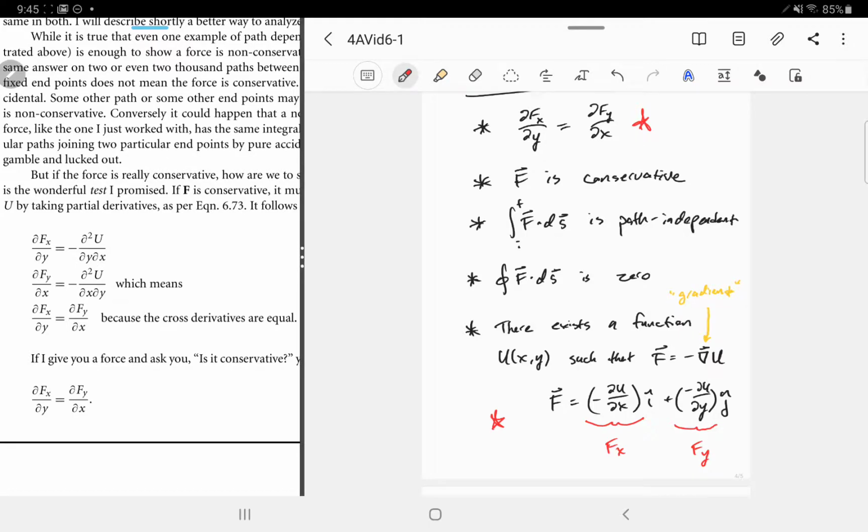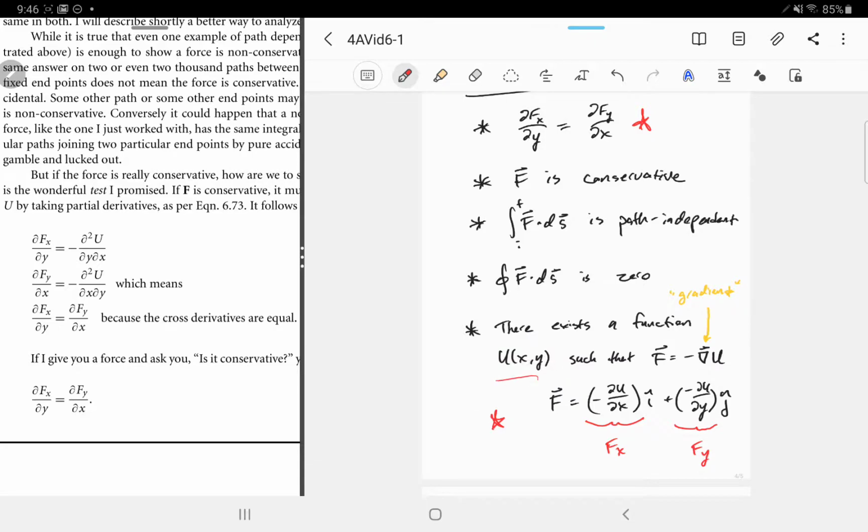So it's because it doesn't matter. If u exists, if you have this function here, you take a derivative with respect to x and then a derivative with respect to y, you will get the same exact thing as if you switch the order in which you take those two derivatives. If you take the derivative with respect to y first and then with respect to x, you'll get the same thing. So you should try this out.